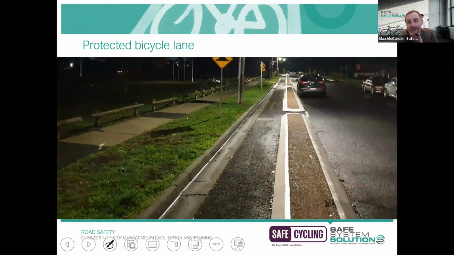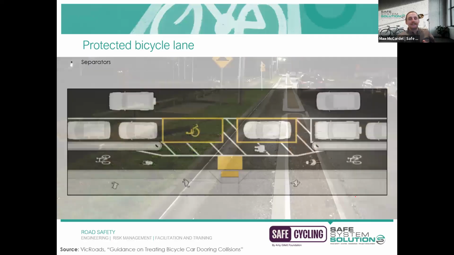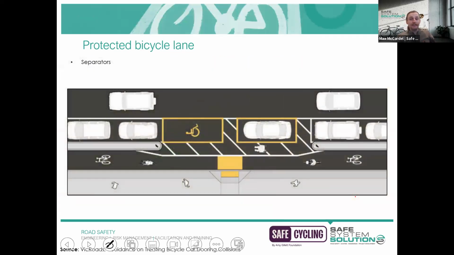This one is just what it looks like at nighttime, where you can actually see both of those profile types, just in case that wasn't clear. But just to reiterate, that is the barrier curb profile, and you can see both of those sides is a semi-mountable.